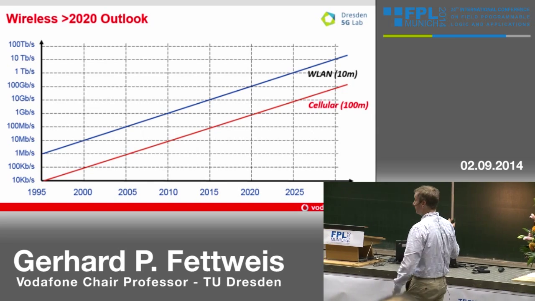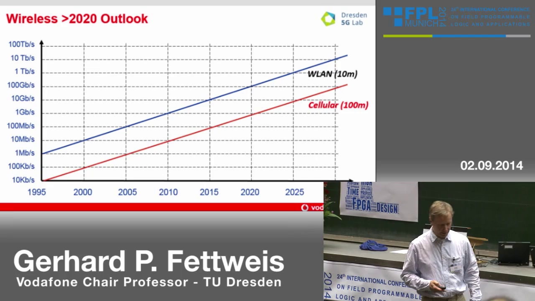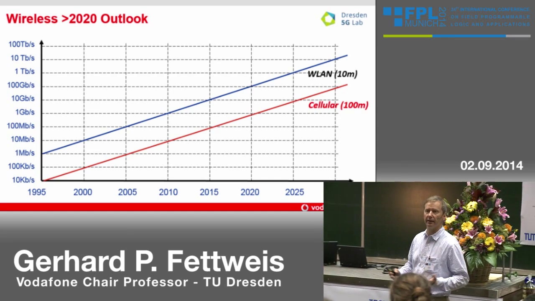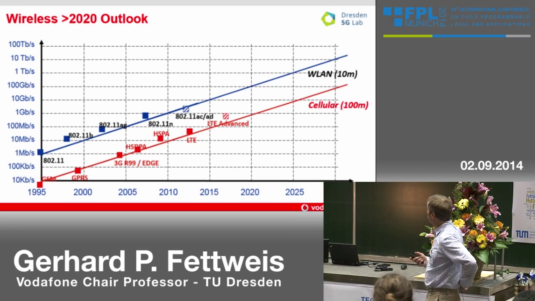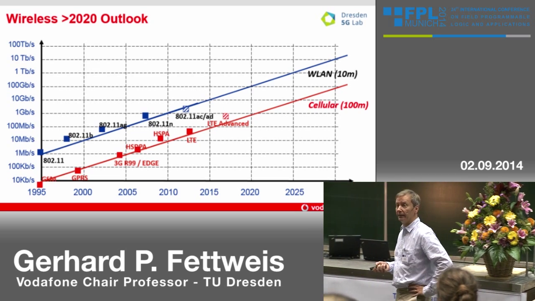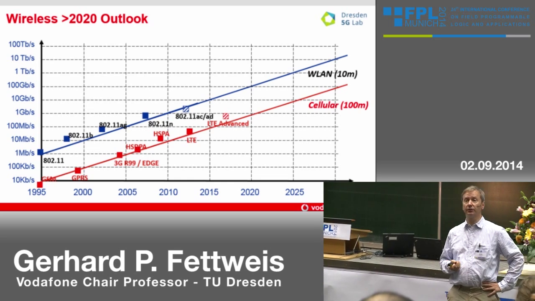Here you see the data rates and the capacities in Wi-Fi and in cellular that have advanced over the last years. They have doubled every 18 months or grown 10x every 5 years, which is exactly Moore's law. We see the data rates increase over time, and the newest Wi-Fi is obviously 11AC and 11AD, and LTE Advanced is peeking around the corner, coming soon.